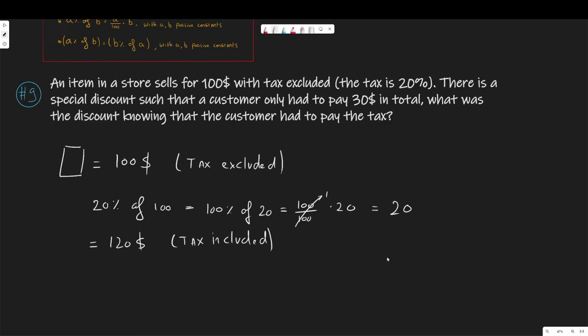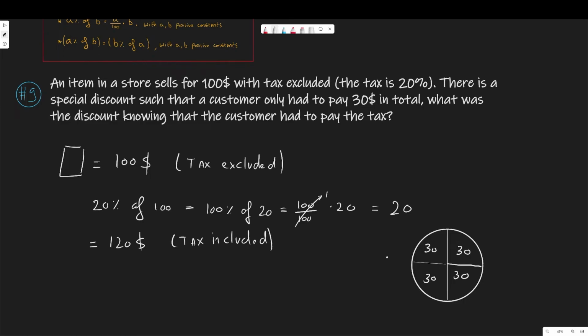Now we're given that the customer only had to pay $30 in total. So let's draw a pie diagram. The total price is 120. So half of that will be 60 over here and 60 over here. And if we take half of that, we'll get that 1/4 of a pie is equal to $30, $30, and here we have $30 and $30.